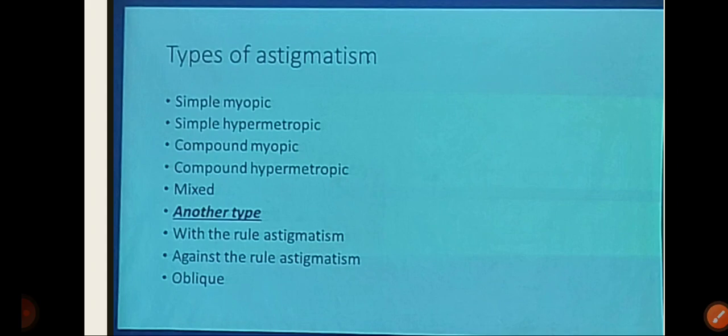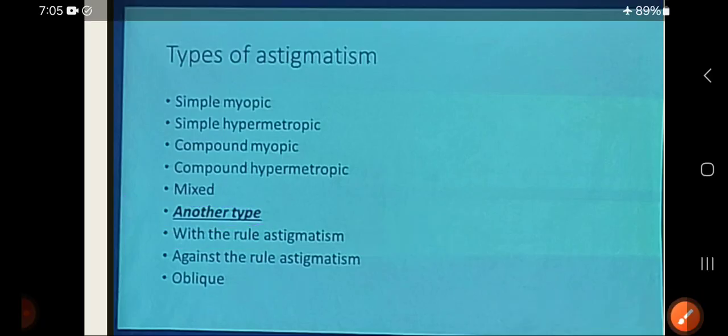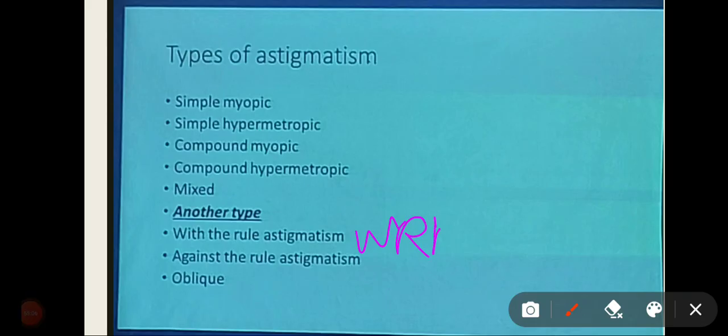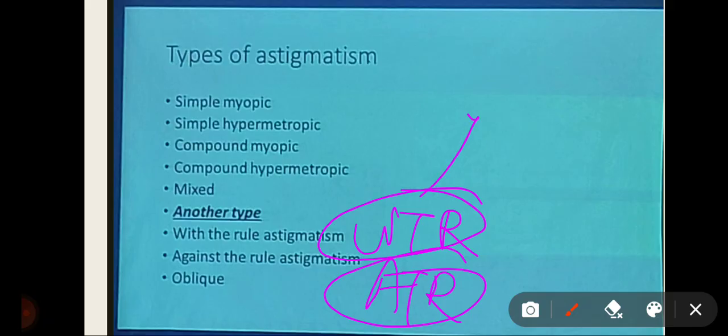Another types of astigmatism we have: with the rule, WR, sorry, with the rule astigmatism, against the rule (ATR) astigmatism and oblique astigmatism. With the rule astigmatism, in this type, two principal meridians are placed at right angles to one another, but the vertical meridian is more curved than the horizontal.